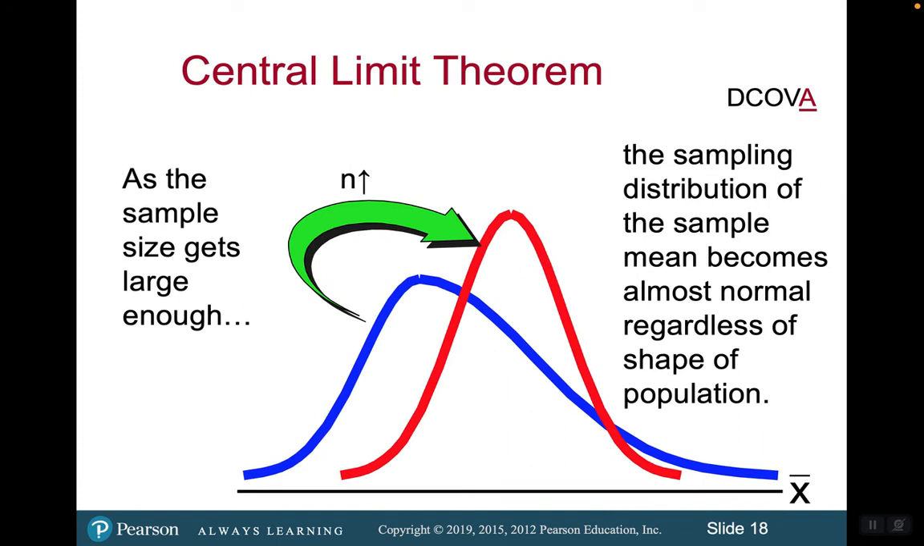Pictorially, say this is what we know our population mean is. As the sample size gets large enough, the sampling distribution of the sample mean becomes almost normal, regardless of the shape of the population. So even though the population has a skew, if we take more samples, we can compensate for that and create something that looks normal.